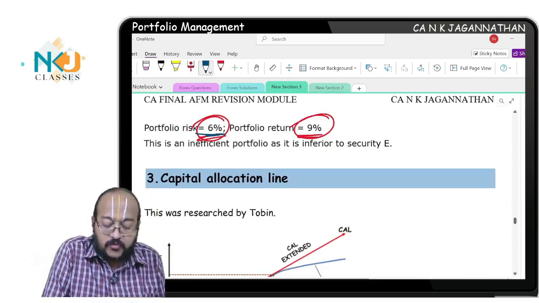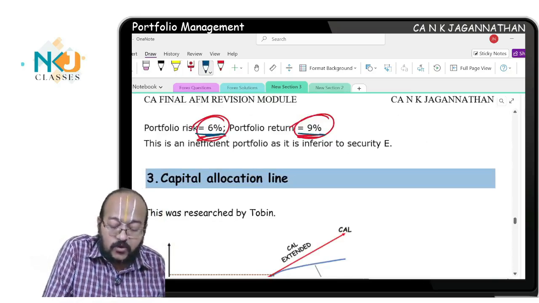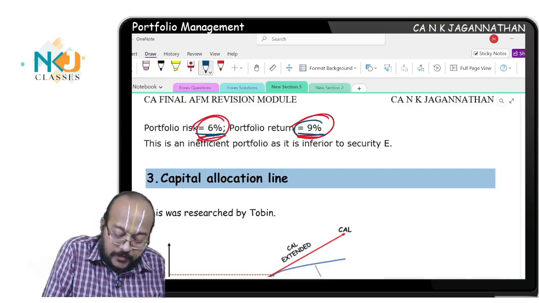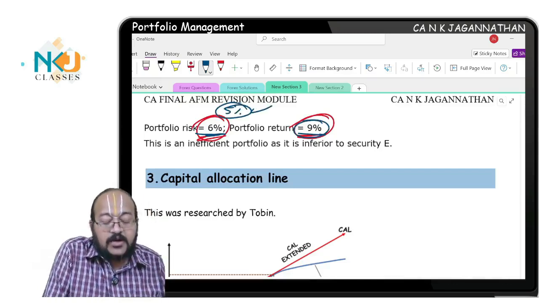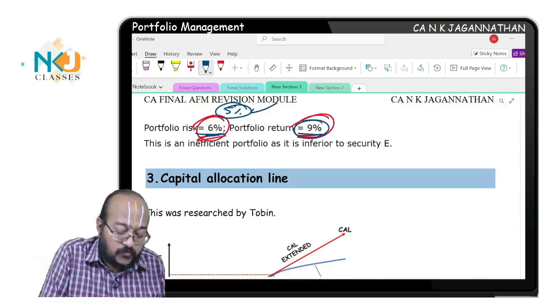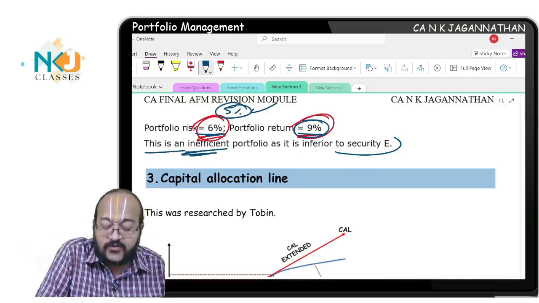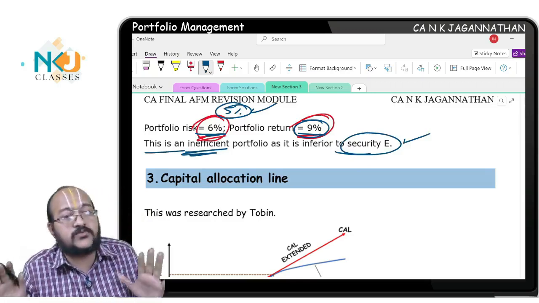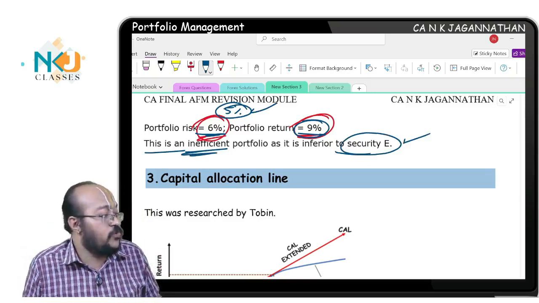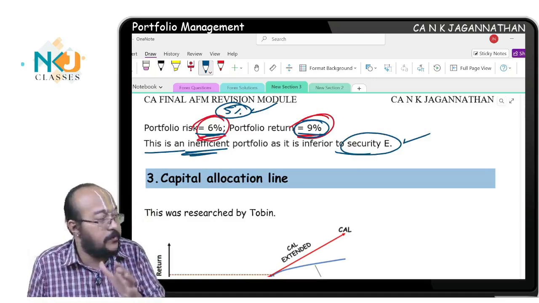Portfolio risk is 6%, portfolio return we have analyzed. Since security E is giving me just 9% return for just 5% risk, security E is efficient. This portfolio is an inefficient portfolio as it is inferior to security E. With this, we are through with this Markowitz portfolio theory. Are you all understanding? Shall I move on to capital allocation line?